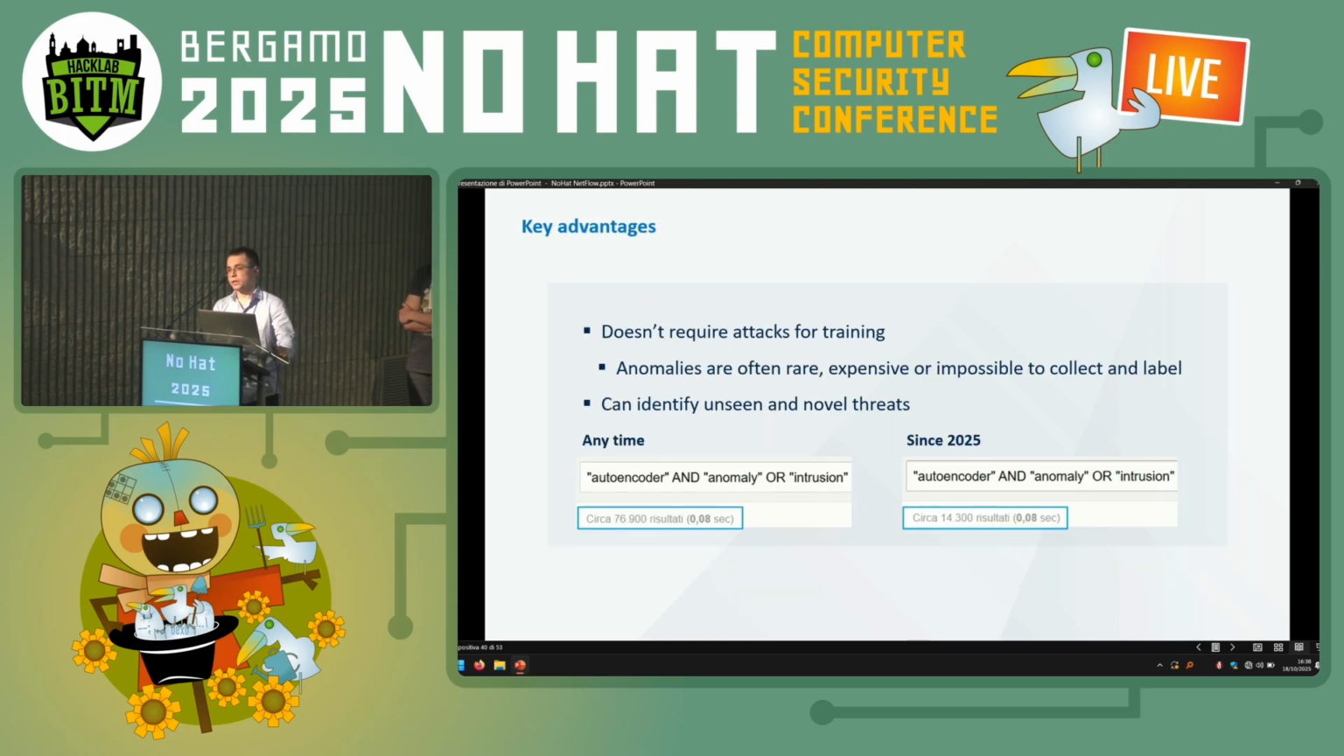So what are the key advantages of this technique? Well, it doesn't require attacks for training. Keep in mind that anomalies are often rare, expensive, or even impossible to collect and label. So, for example, you can't collect attack data for every possible attack and configuration of existing tools. Also, this technique can identify unseen and novel threats.